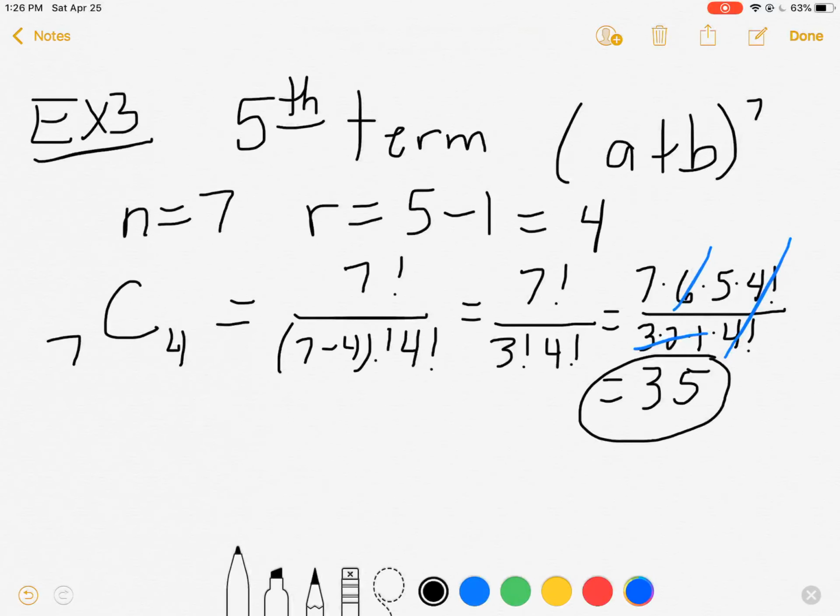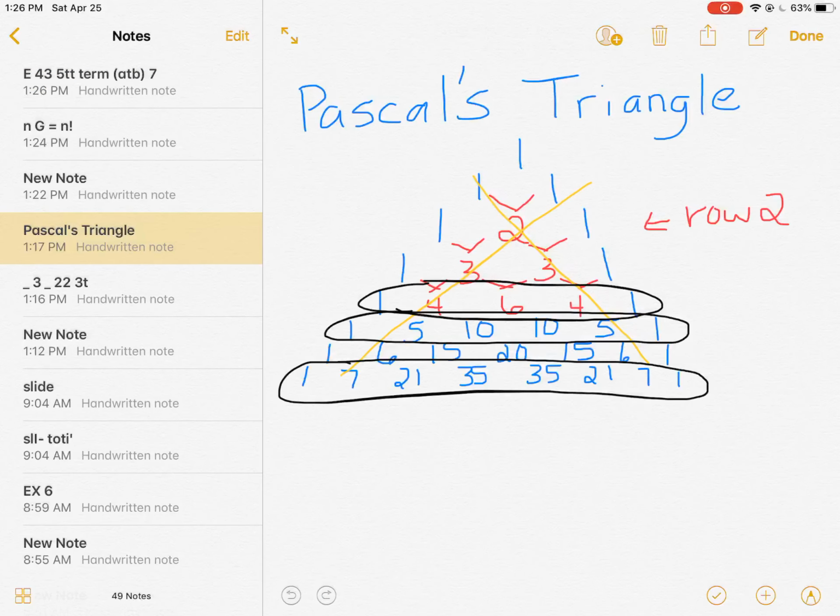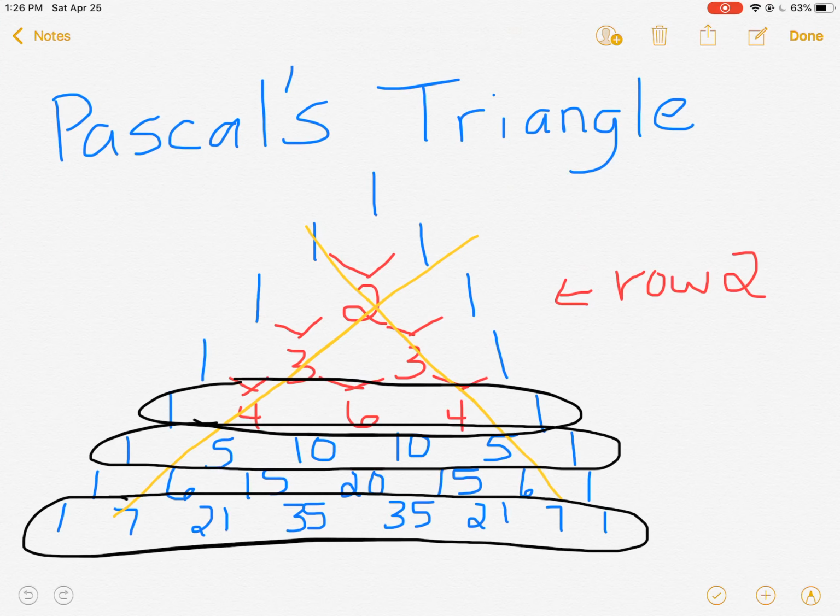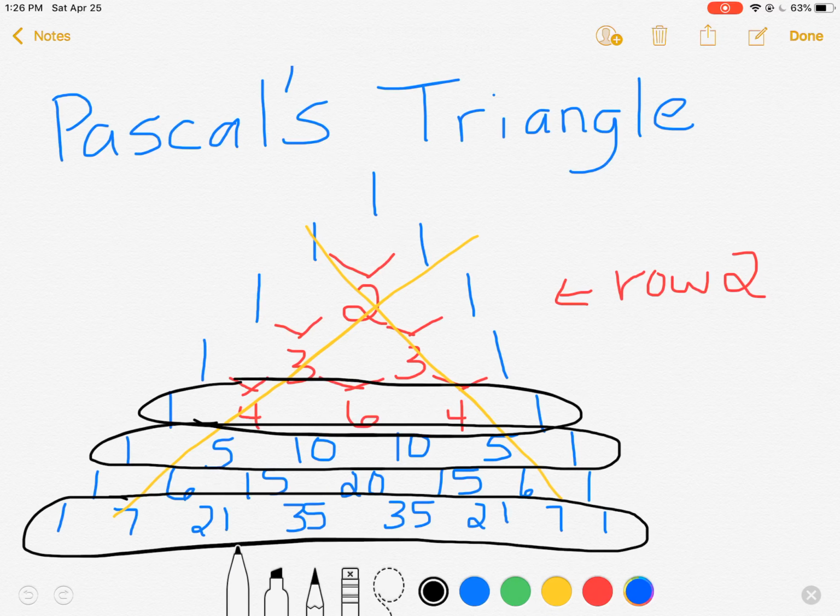Remember, this is the 5th term. We could have got this from looking at Pascal's triangle. So if I go back to Pascal's triangle and I'll look at row 7, so right here, and I count over to the 5th term, 1, 2, 3, 4, here's the 5th term. I can get 35 that way too. So this 35 is the same thing as the combination of 7 things taken 4 at a time. Binomial theorem, Pascal's triangle, same thing.